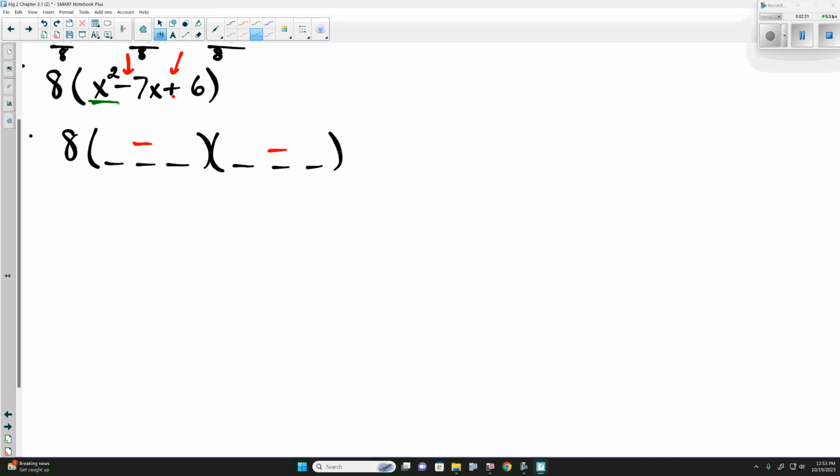Now we need to find the factors of the first and third term. Well, factors of x squared are x and x. Since we don't have a number in front of it, it's just going to be x and x. Factors of 6. Which one do we want to try first? 2 and 3. We'll plug those in. And then lastly, we will check.